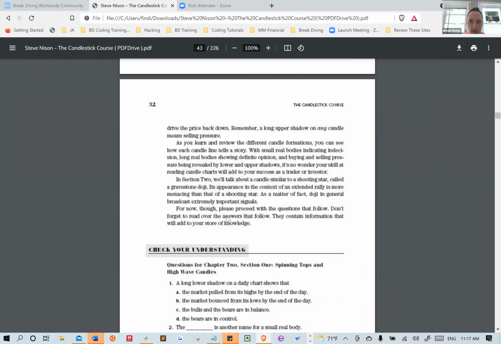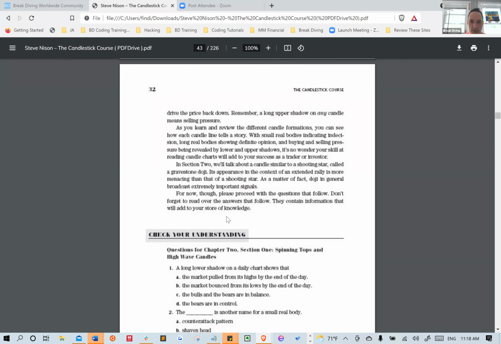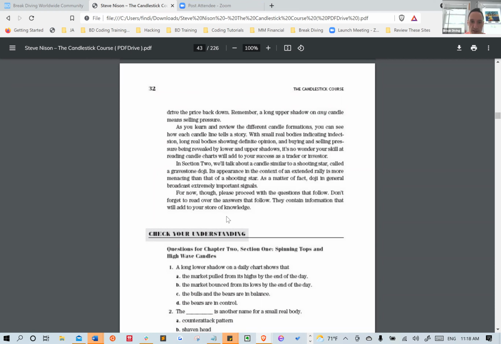So in section 2, we'll talk about a candle similar to a shooting star called a gravestone doji. Its appearance in the context of an extended rally is more menacing than that of a shooting star. In matter of fact, doji in general broadcasts extremely important signals. For now, let's just read this.